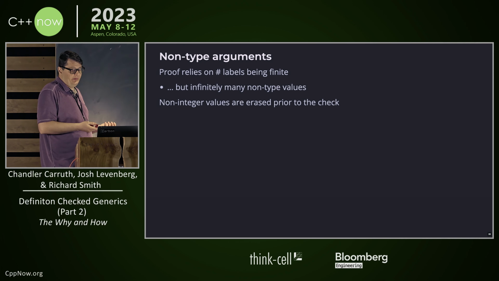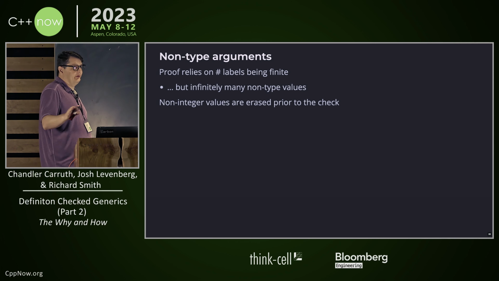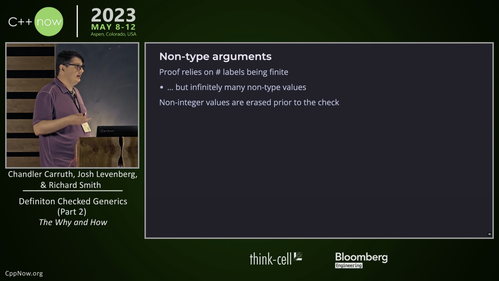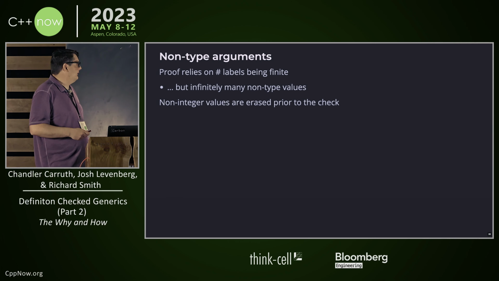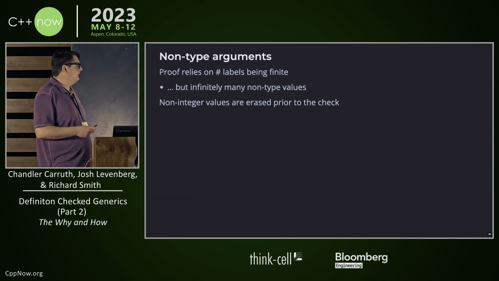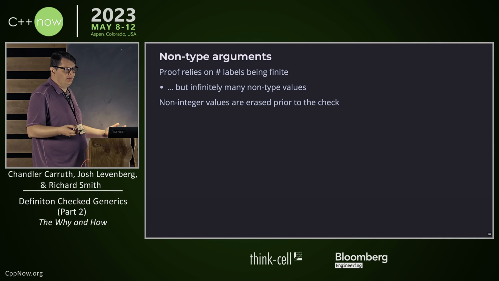For non-integer values, we have some ideas of what we might do, but for the time being, we're not handling those. So we basically just erase those from the query entirely before doing any of this checking, including the checking of if we've hit a cycle back to exactly the same query. And we have some ideas of what we could do better here, but so far we don't know whether it's necessary, so we've not invested in that.